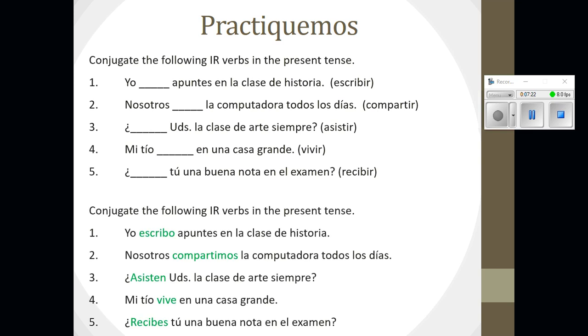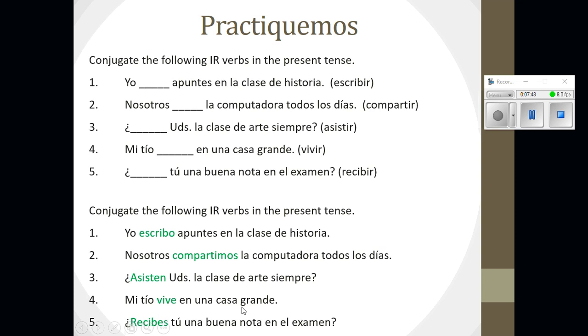Okay, nosotros compartimos la computadora todos los días. We share the computer every day. Remember with IR verbs in the nosotros form, the ending is IMOS instead of EMOS. Remember that's the one that's different from the rest. Okay. 3. ¿Asisten ustedes la clase de arte siempre? Do you guys attend art class always? Okay, again, the ustedes ending would be EN. So we dropped the IR and added EN.